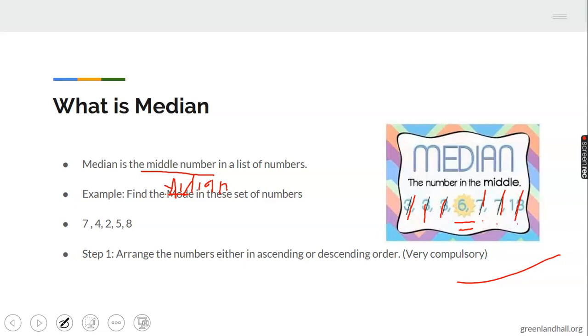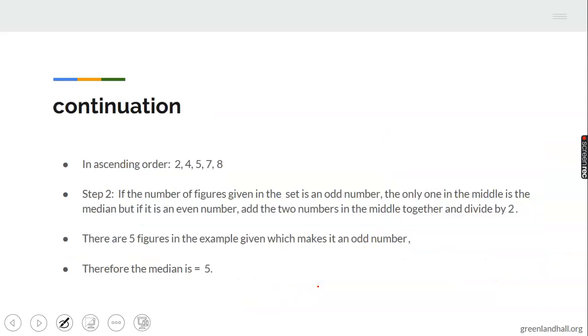So, like I said in mean, I told you the first step is what? You can remind me? I said you should arrange either in what? Ascending or descending order. I hope you can still remember what those two words mean. Good. Now, arrange the same thing you do for mean, but for median it's very, very compulsory. Like I said, for mean it's not very compulsory, but for median, you must arrange it so that you can get your median number. You have to arrange it either in ascending or descending order, any method you want to use.